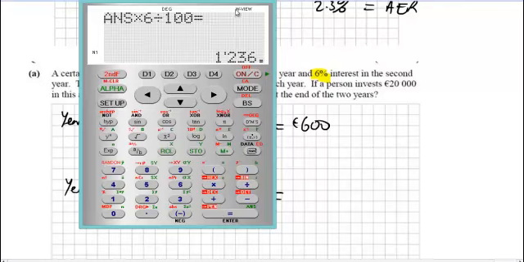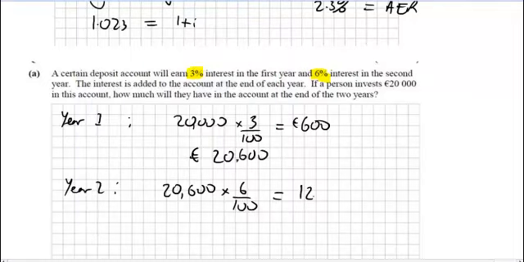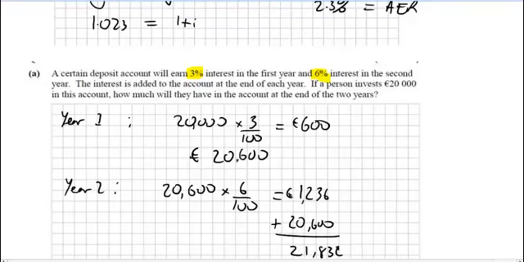That'll give us 1,236. So we can add that to the 20,600, and we get the total value of €21,836.